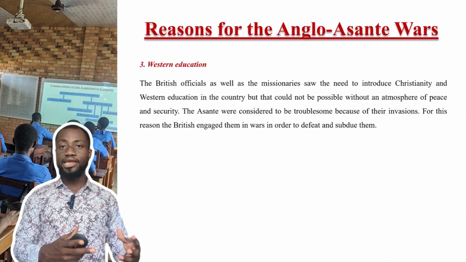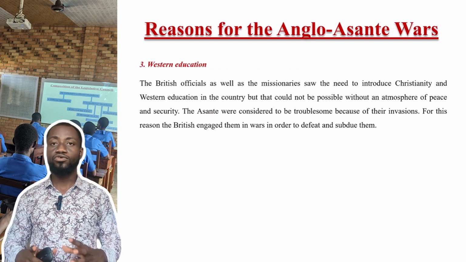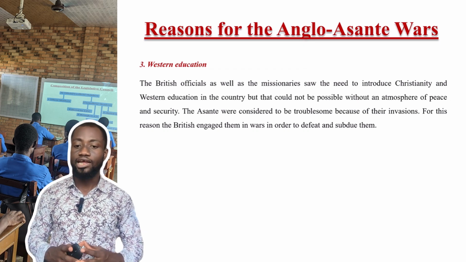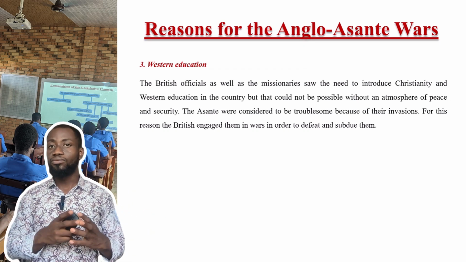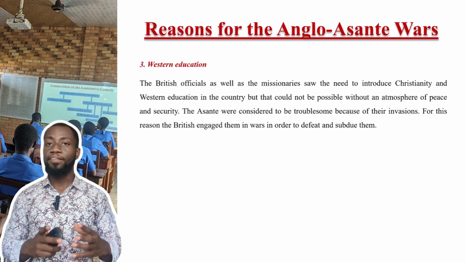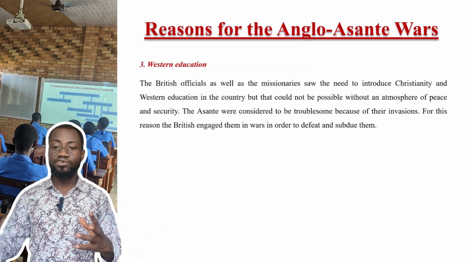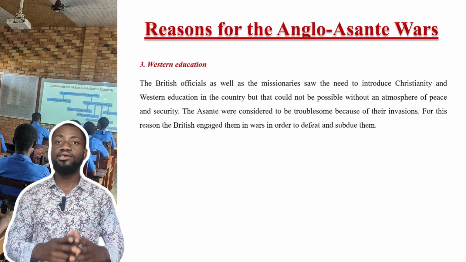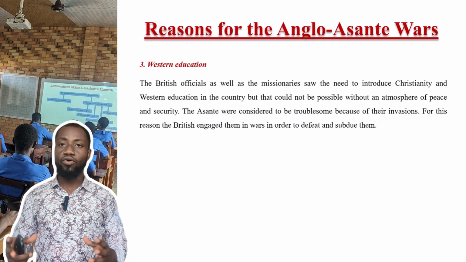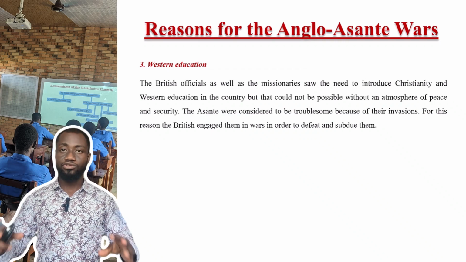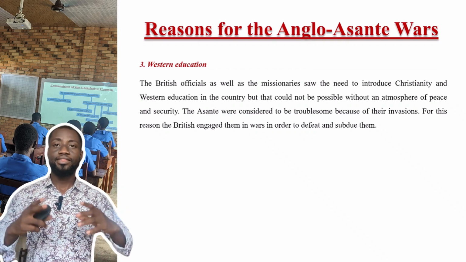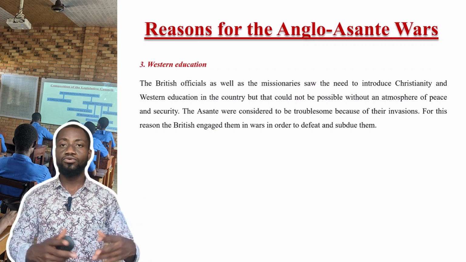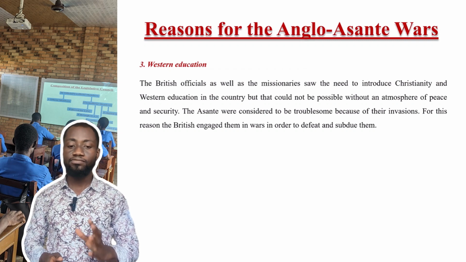And so one aim of the British for coming to the Gold Coast was to introduce the Western form of education. And so Asante was considered troublesome by the British because of their invasion of the coastal states. For that reason, the British had to engage them in war in order to defeat them and subdue them so that peace could prevail, and the British objective of introducing Western education to the people could be materialized.